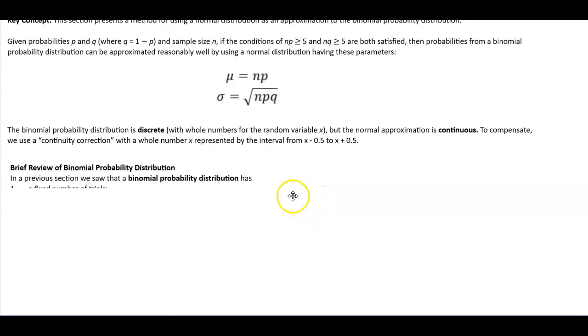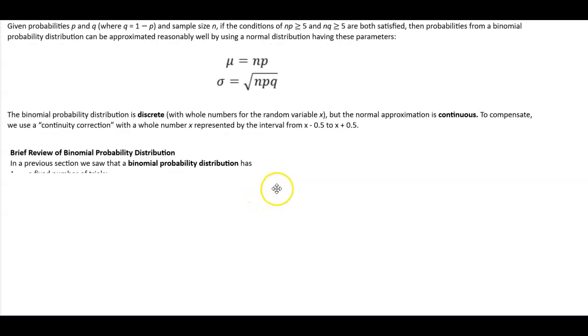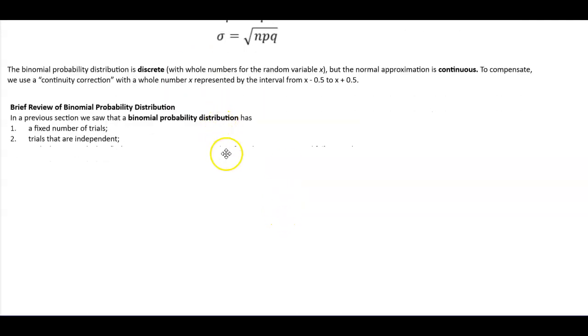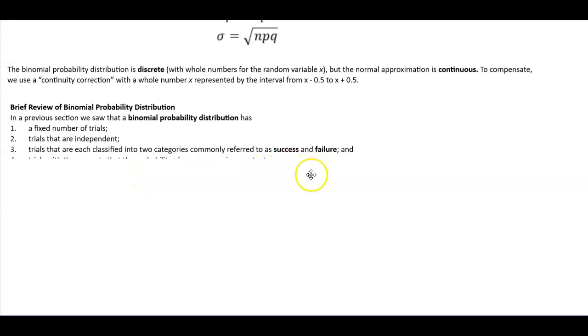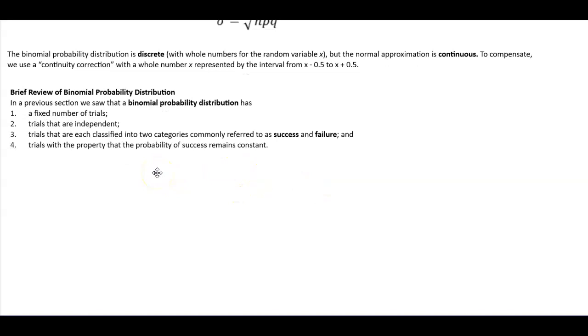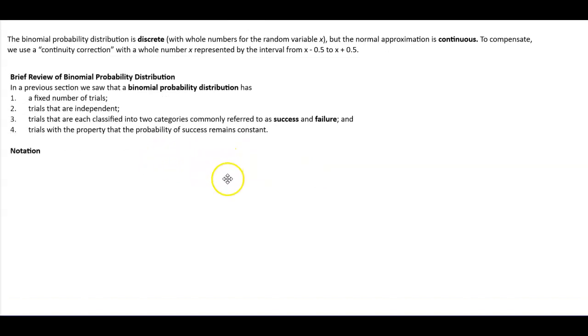So, a brief review of probability distribution. In the previous section, we saw that a binomial distribution has: 1. A fixed number of trials, 2. Trials that are independent, 3. Trials that are each classified into 2 categories commonly referred to as success and failure, and 4. Trials with the property that the probability of success remains constant.